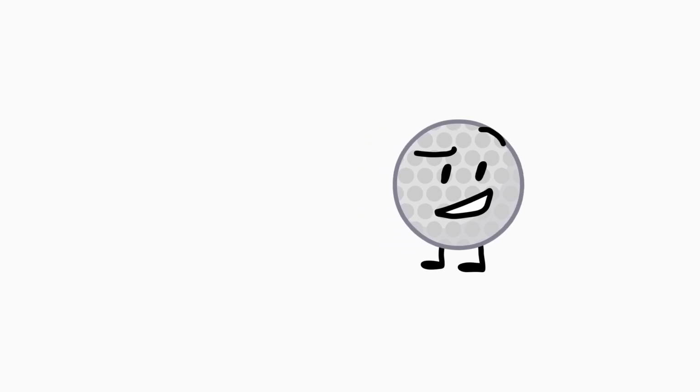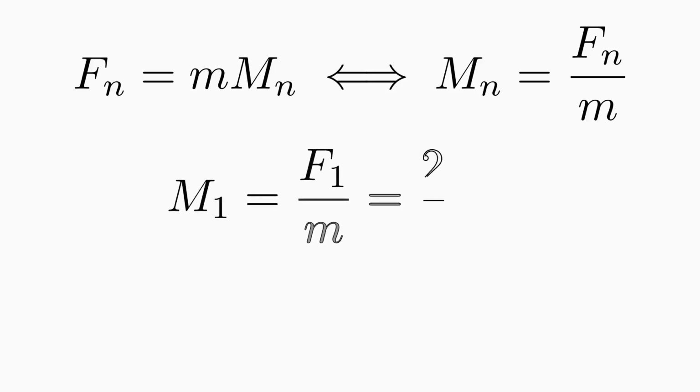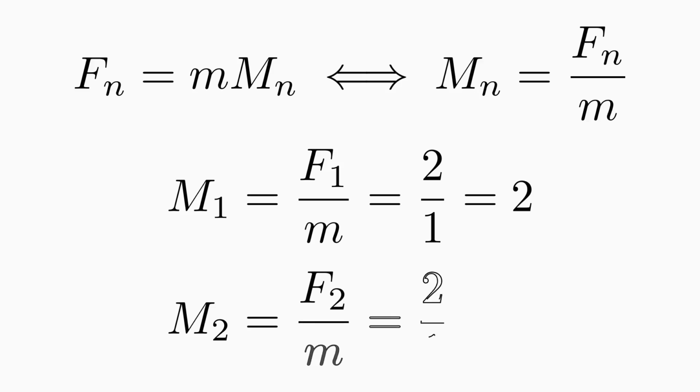I'm using it to make this animation. So how did I do that? Force of order n is mass times motion of order n. So the motion of order n is force of order n divided by mass. Applying this to our problem, we get that the motion of order 1 is 2 and the motion of order 2 is 2. Now what?